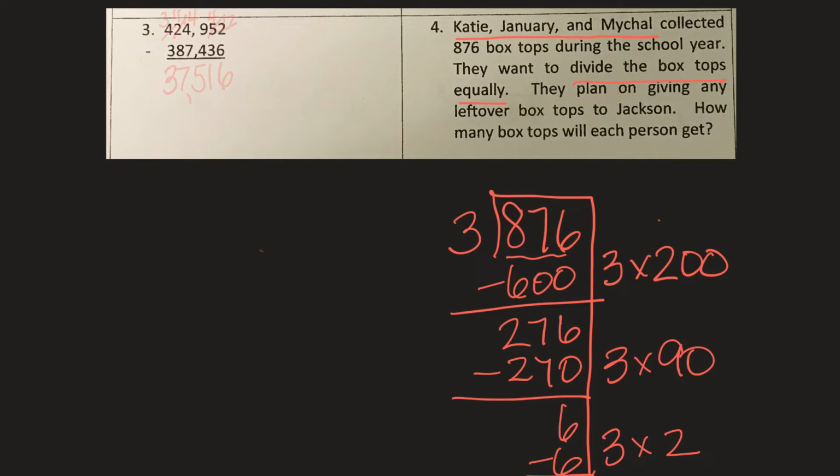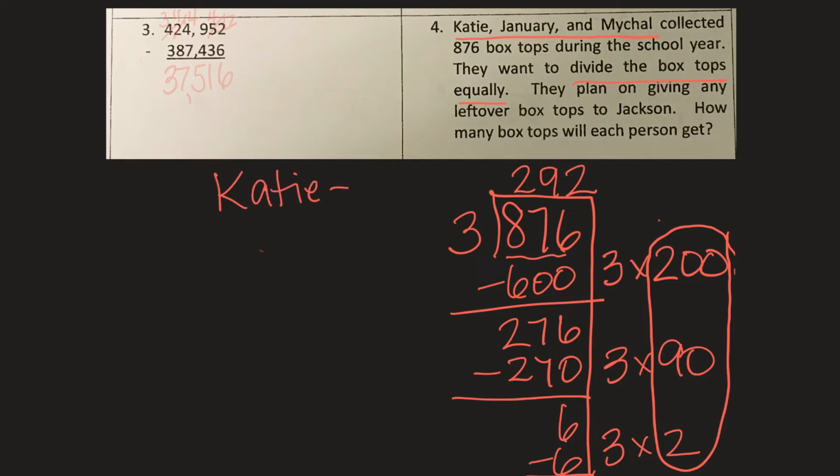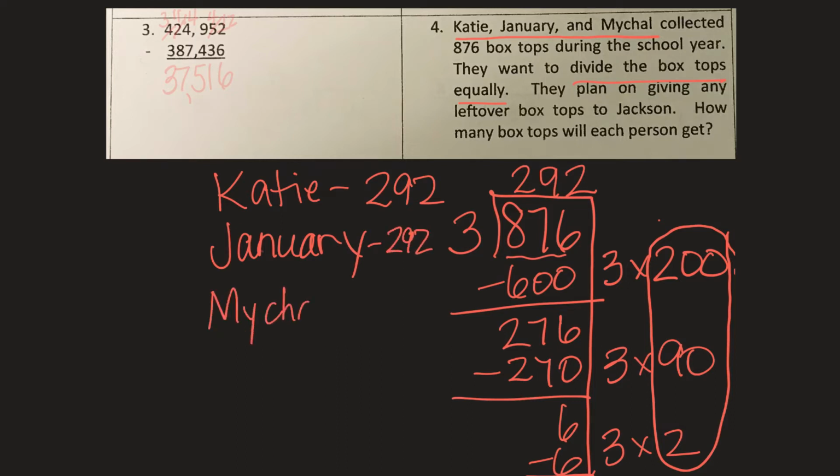So now I'm going to add up how many groups of 3 that I made. So 200 plus 90 is 290, and 290 plus 2 is 292 groups of 3, which means that Katie is going to get 292 box tops. January is going to get 292 box tops, and Michael is going to get 292 box tops.